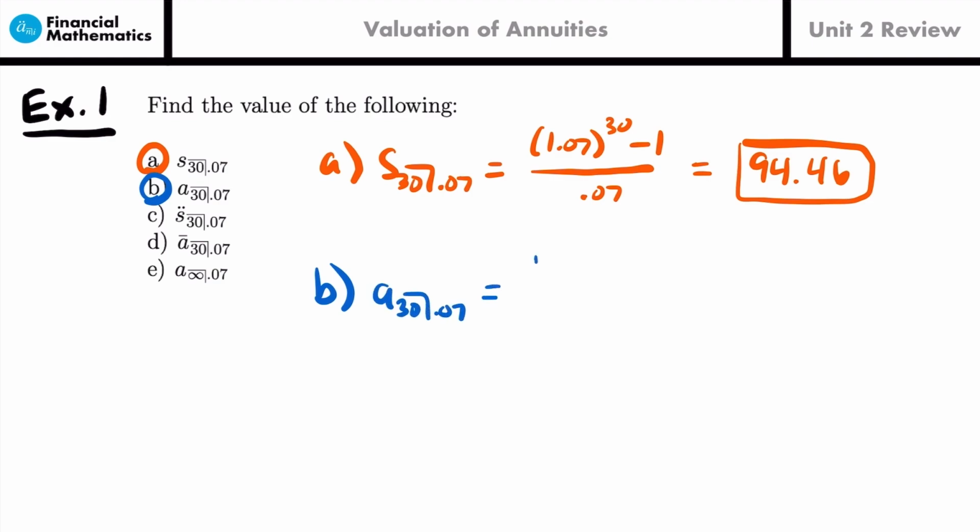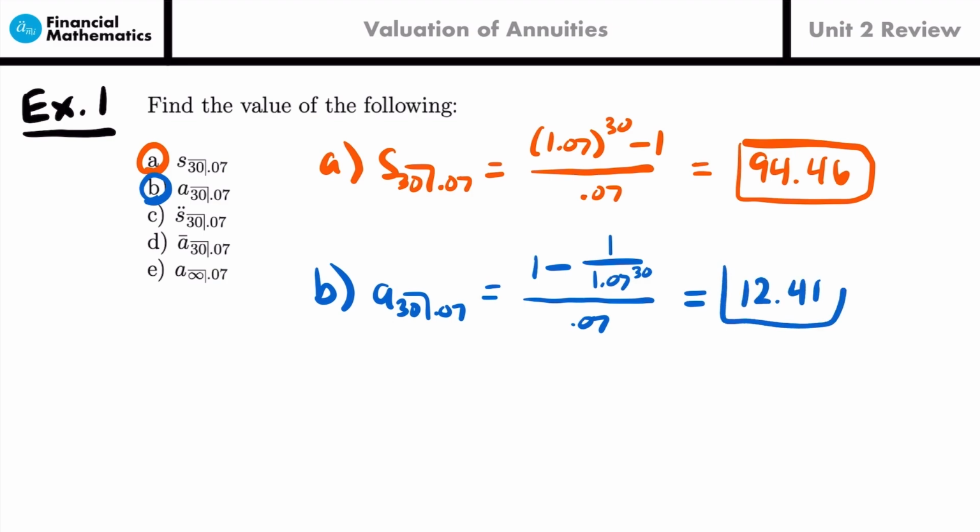That is equal to 1 minus a present value factor to the power of n, which in this case is 30. And I'm just going to write the present value factor to be what it's actually equal to, which is 1 divided by 1 plus the interest rate. So we have 1.07 to the power of 30. And then we're dividing by the interest rate, 0.07, okay? And if you plug that into your calculator, you will find that the present value is equal to $12.41, okay?